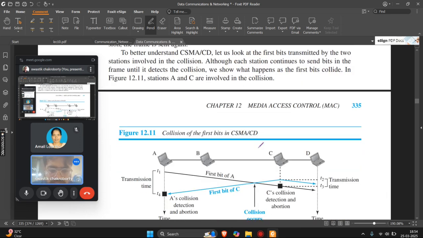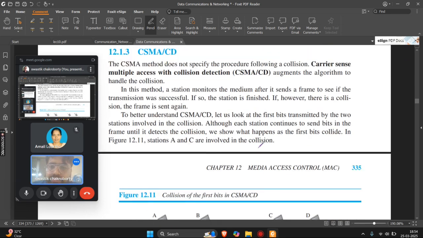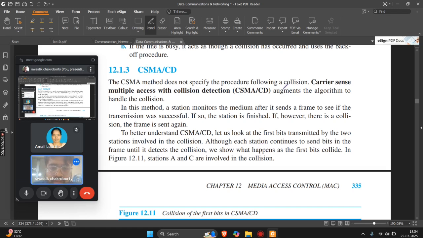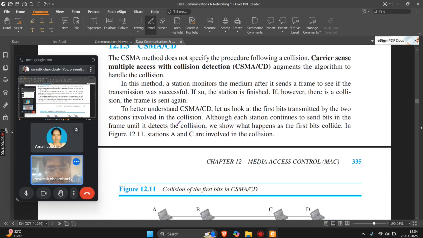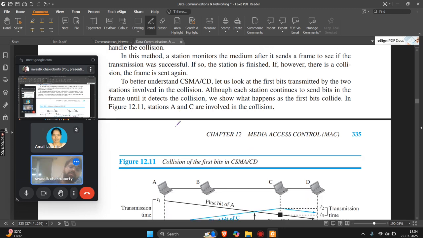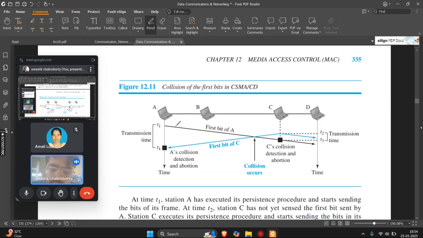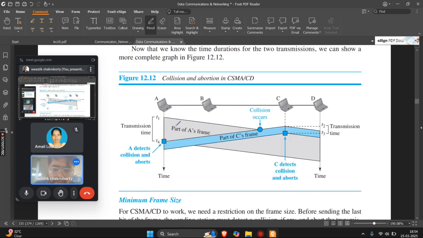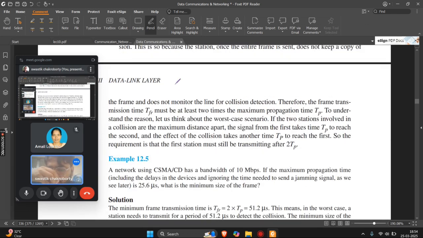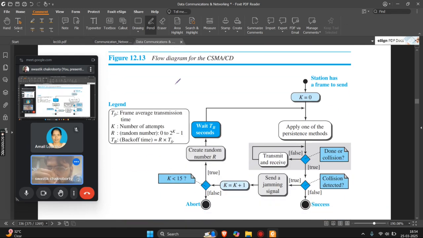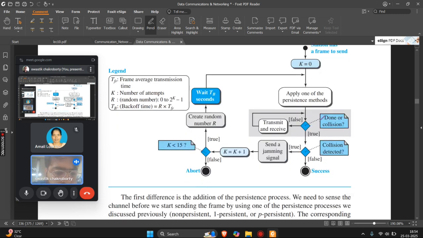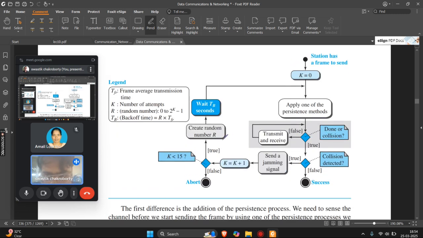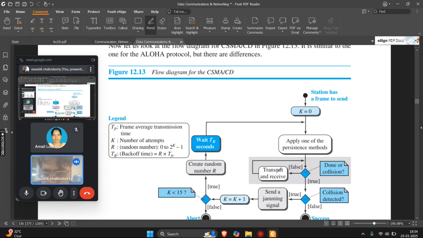Now CSMA CD. So the CSMA CD algorithm basically handles the collision by detecting. It just detects. It does not do anything to avoid the collision, but it can alert whenever a collision has happened. So here we have a flowchart for this CSMA CD. This flowchart can easily explain instead of going to the text.